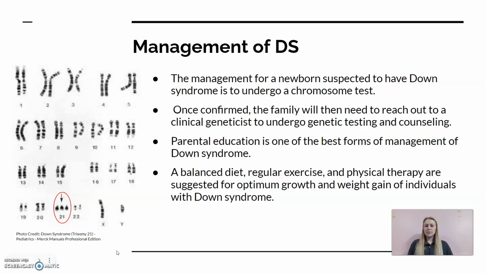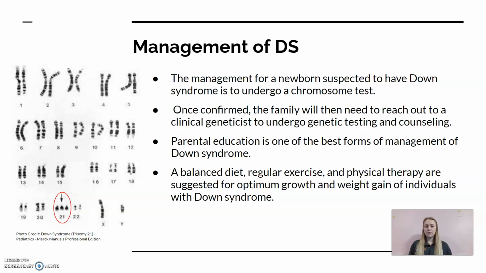Overall management for Down syndrome: a newborn suspected of having Down syndrome is to undergo a chromosome test, and once it is confirmed, the family will reach out to a clinical geneticist, undergo further genetic testing, and be in counseling. The best management of Down syndrome is parent education. Just knowing what your child is going to face in the future will better help you prepare for how you can provide the best future for them.